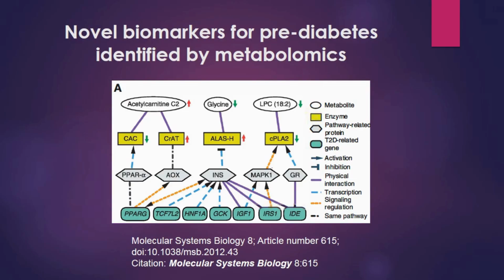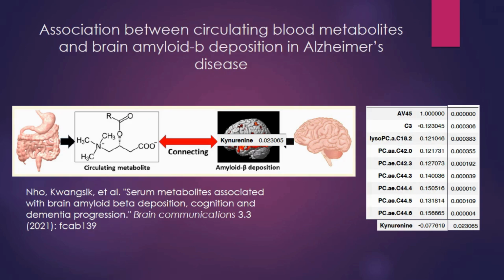This presents a complex pathway diagram showing how specific metabolites, like acetylcarnitine C2, glycine, and the LPC, interact with the enzymes and the type 2 diabetes-related genes. Association between circulating blood metabolites and the brain amyloid beta deposition in Alzheimer's disease.